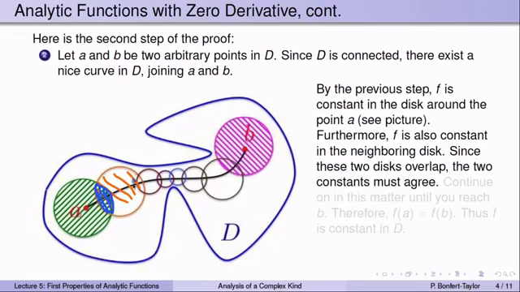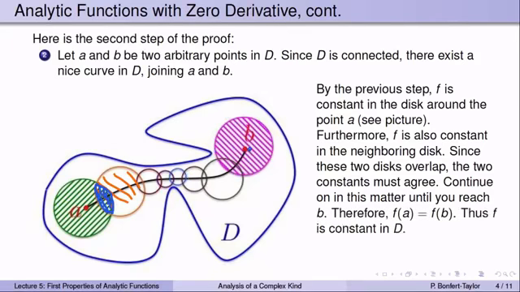But I can continue on like that. Look at the next disk that overlaps with the orange disk. f is going to be constant on that next disk, but it overlaps with the orange disk, so it has to be the same constant. And so forth. I continue on in this manner until I reach a disk that contains B. And altogether I can conclude that f of A and f of B must agree with each other. And therefore, f is constant in all of D.